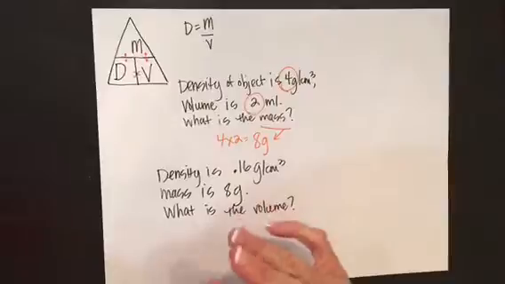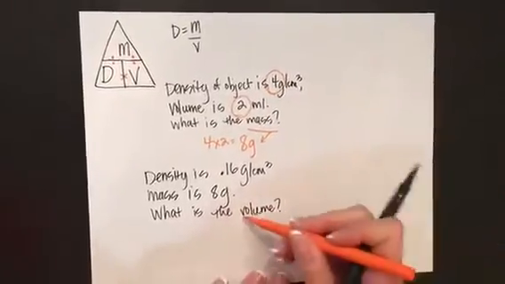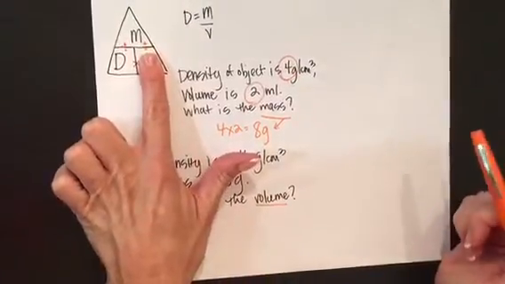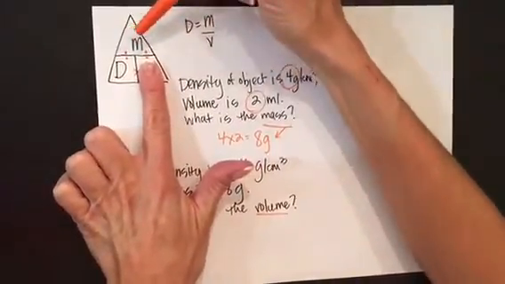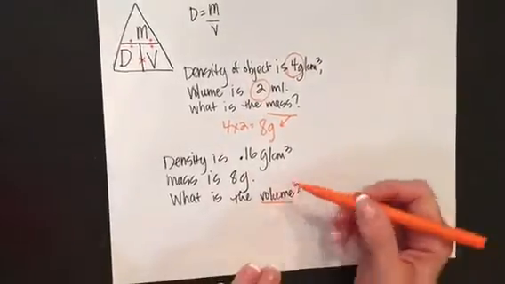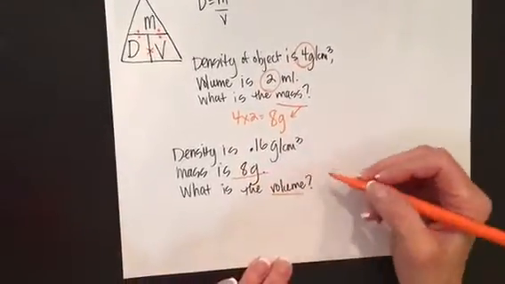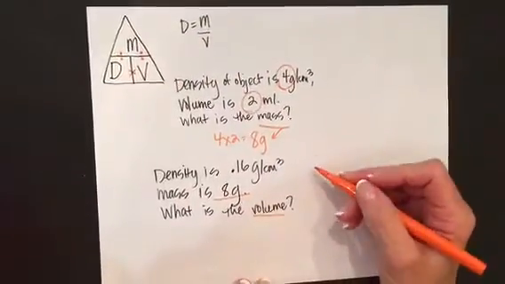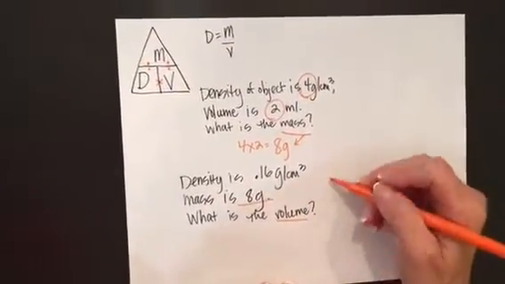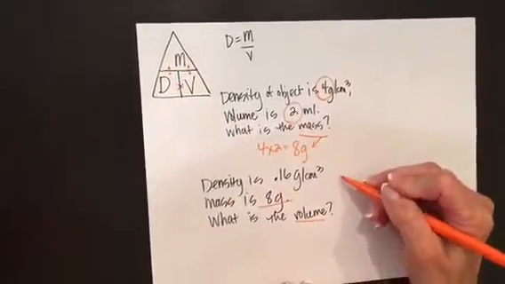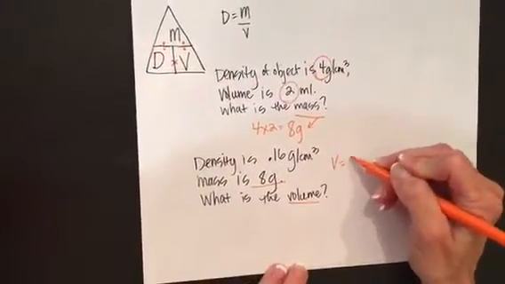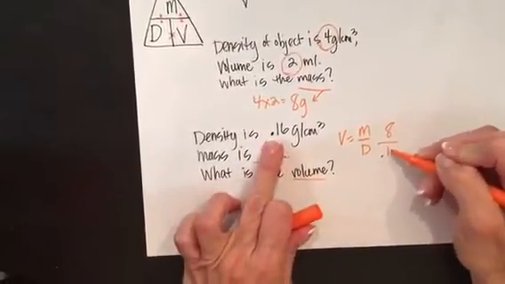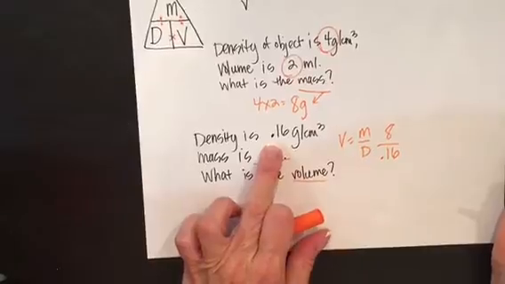Okay, so again, this time they're asking us for volume. So I'm going to look over here at my little triangle. I'm going to cover up the V, and you can see that for this one, you divide the mass divided by the density. Okay, so remember, it does matter which number you put on top when you're dividing, because they come out to be different answers. So if my problem is to find volume, I'm going to divide mass divided by density. So my mass is 8, and my density is 16 hundredths, okay?